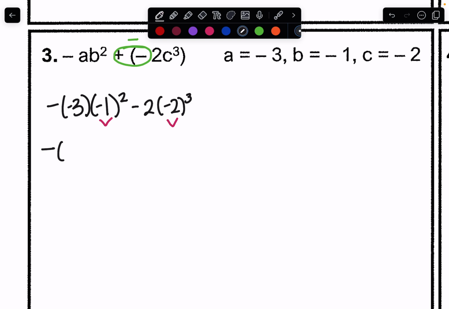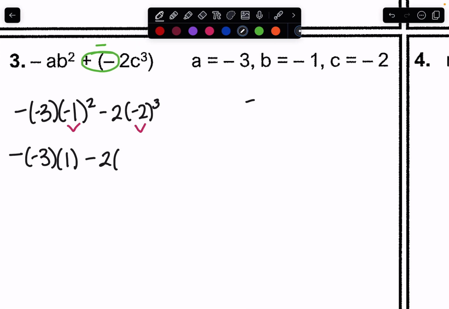So I'm going to rewrite the minus 3 in parentheses. Negative 1 squared becomes what? 1, right? Then I'm going to rewrite minus 2. Then negative 2 cubed. So we can write that off to the side. That's negative 2 times negative 2 times negative 2. So I have 3 negatives. So what type of answer will I have? A negative. Right, I have 3 negatives being multiplied. What's 2 times 2 times 2? 8. Good. So that becomes a negative 8.